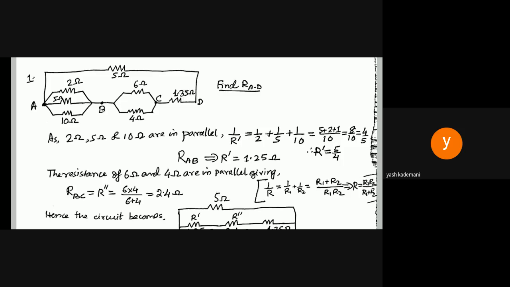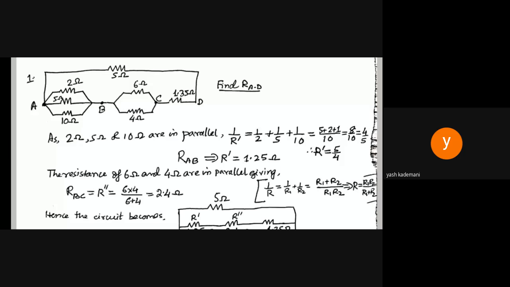The first part: they say to find the resistance RAD. So resistance of RAD means it consists of all the resistances that are attached to the points A and D, including the 5 ohm in parallel and including all other resistances that A and D consist of. From A to D, whatever resistances are there, their equivalent resistance you need to find out. This was the question. So first, step by step, let us move to the first section, that is AB.